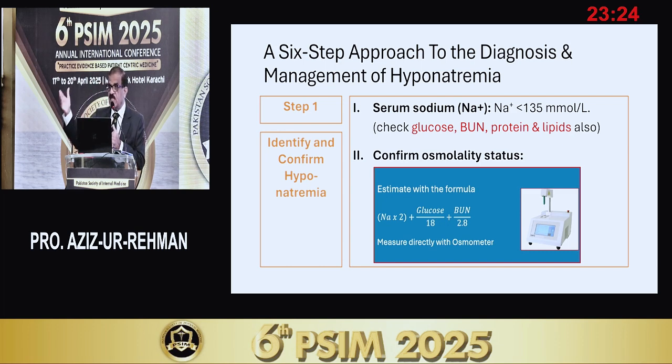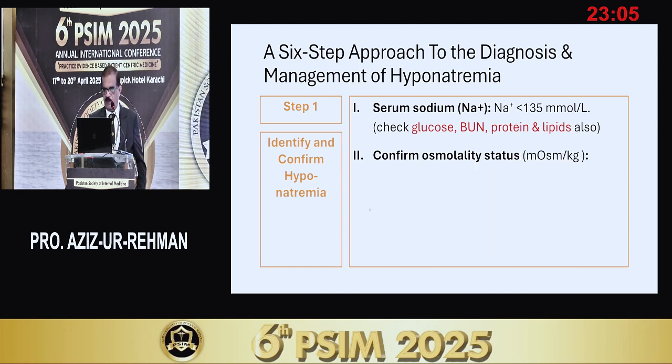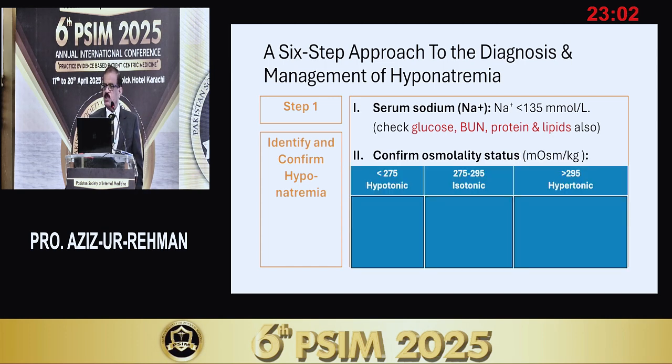But other factors, if present in the blood in some patients, would also contribute. So this assumes that nothing else is present. If you want to measure osmolality more accurately, these machines are available, so you could do that. So serum osmolality needs to be measured in a patient who has hyponatremia, and that will lead you to further guidance. So there are three situations.